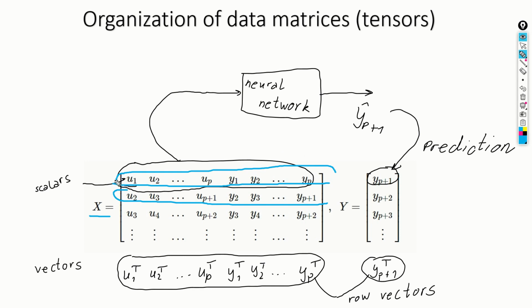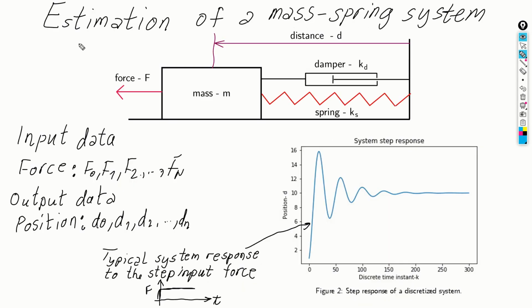These are so-called samples, the rows are called samples, and X will be called the input matrix and Y will be called the output matrix. We will generate 3 sets of input and output data. That is, we have to have the training data, we have to have the validation data, and we have to have the test data. More details about this organization will be given in our next slide.